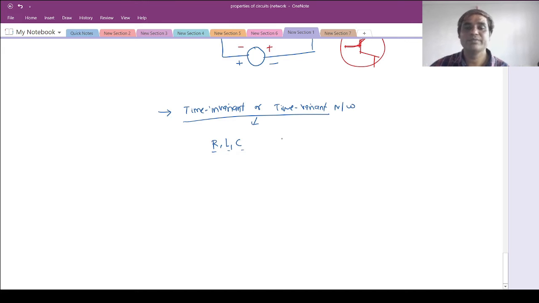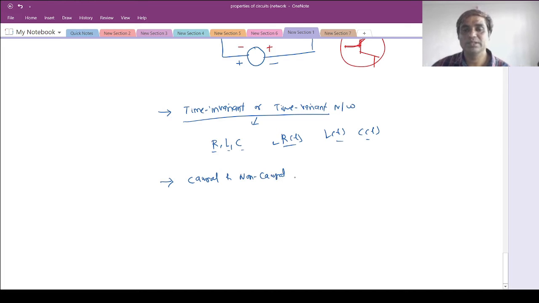Okay. And if I say R is a function of time, L is a function of time, and C is also a function of time, meaning R, L and C vary, then that kind of network will be a time variant network. Okay. A variable resistor comes under the time variant network. The next is causal and non-causal.